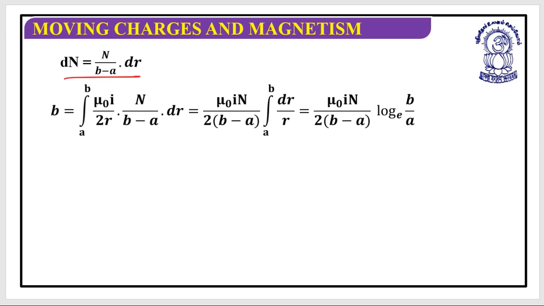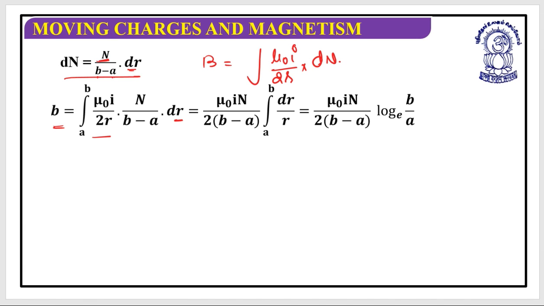So how could I write the dn? What I need to do is take the total number of turns divided by radius b minus a, multiplied by the thickness dr. So this is n upon b minus a into dr. Let's put up the value. This B, if you remember, is mu naught I by 2r into dn. So let's replace the dn: mu naught I by 2r into n by b minus a into dr.